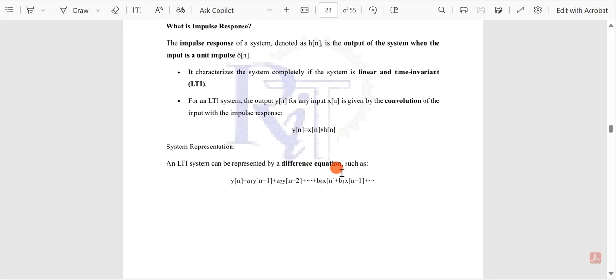For a linear time invariant system, the output for any input signal is given by the convolution of the input with the impulse response. So here h of n will be the impulse response, and your output response will be x of n convolution h of n.